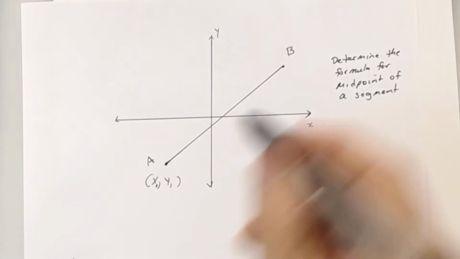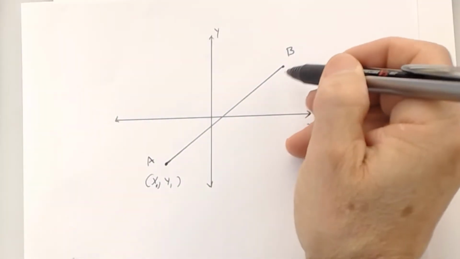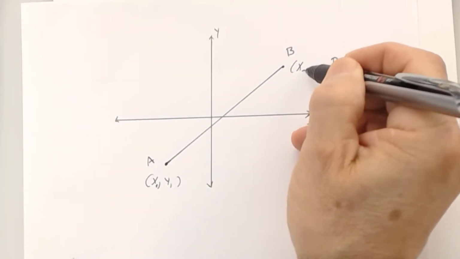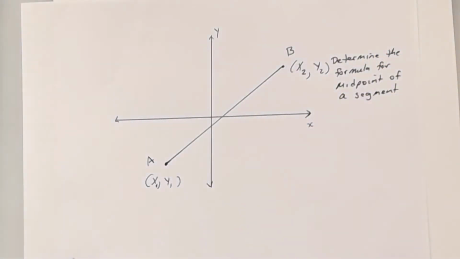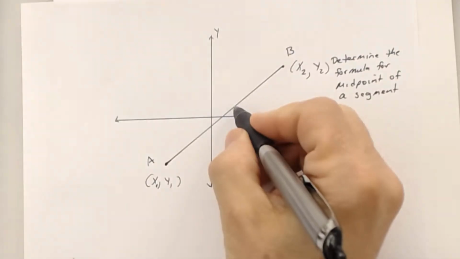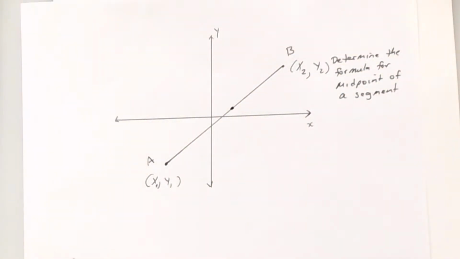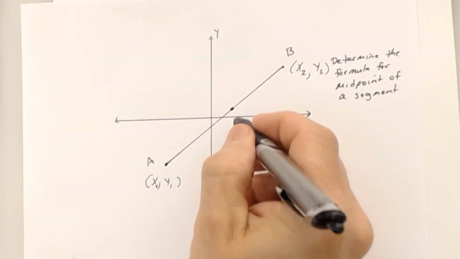And over here, let's call this the second point. So I'm going to call it x2, comma, y2. And somewhere on that segment is a middle point. So let's say it's right here. I don't know. Let's just say that's your midpoint right here.